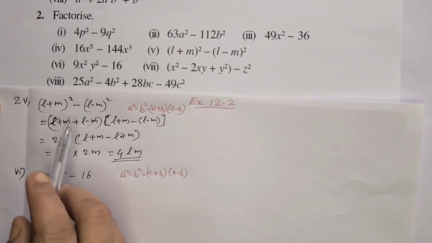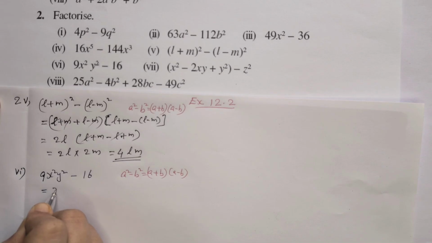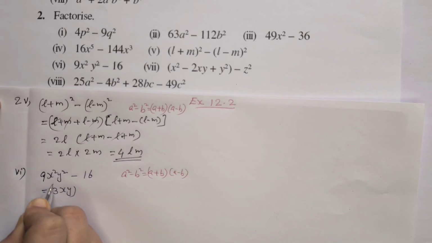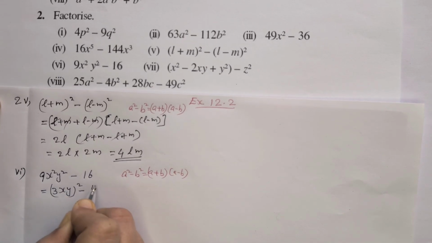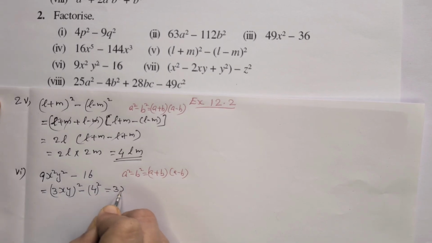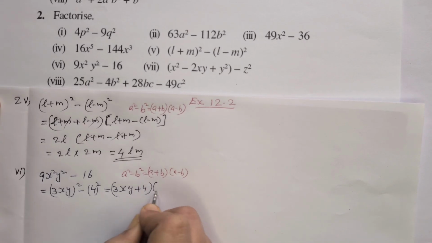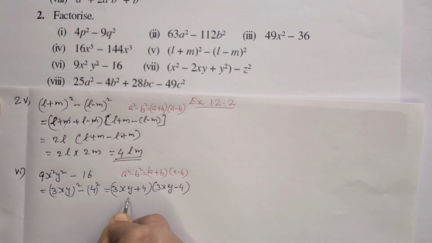Sixth one, 9x square y square minus 16. This we can rewrite as 3xy the whole square minus 4 square. Now this is the form a square minus b square. We can write 3xy plus 4 and 3xy minus 4. That's the answer, factorized form.